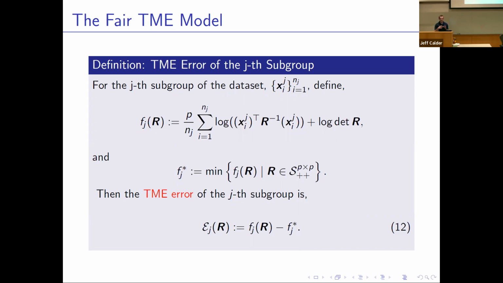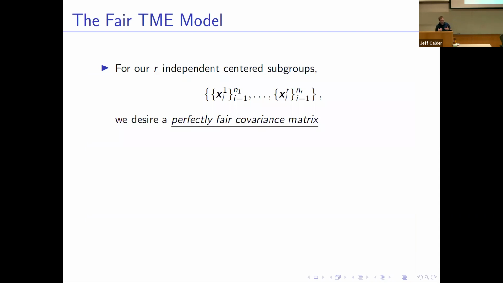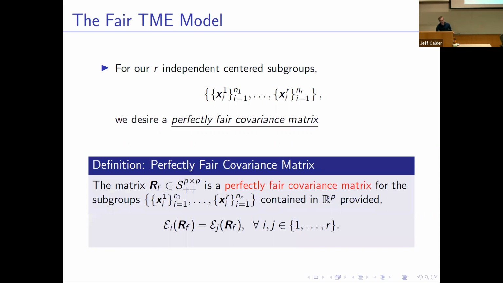And they are measuring, in a sense, how far R is away from being the best covariance matrix for this data set subgroup as measured by the TME error. Now, I'd like to have a perfectly fair covariance matrix for my R different subgroups. And I can use these TME errors to define what I mean by perfectly fair. What I mean is that all of these TME errors, I'd like them to be the same. So essentially that's saying all of the data sets are equally far away from their best covariance matrix in one sense of measuring that.